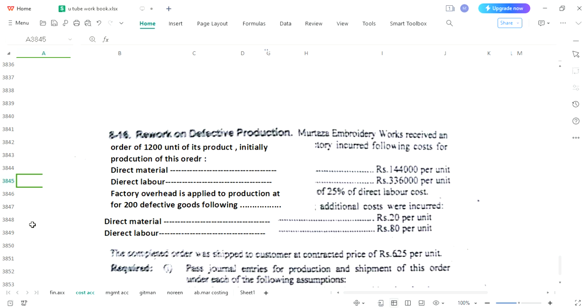Today's target is to solve question number 8.16. The chapter we are dealing with is spoilage and defective goods. We have taken the introduction and solved a few illustrations regarding spoilage and defective goods. So I'm very hopeful that you remember the proforma, the journal entries, and how to calculate the amounts of journal entries. It should be in your mind.